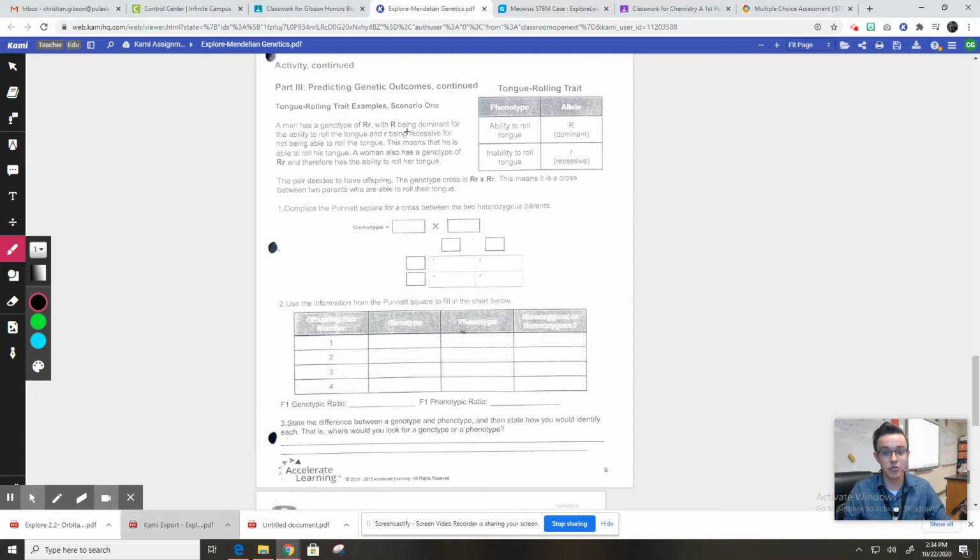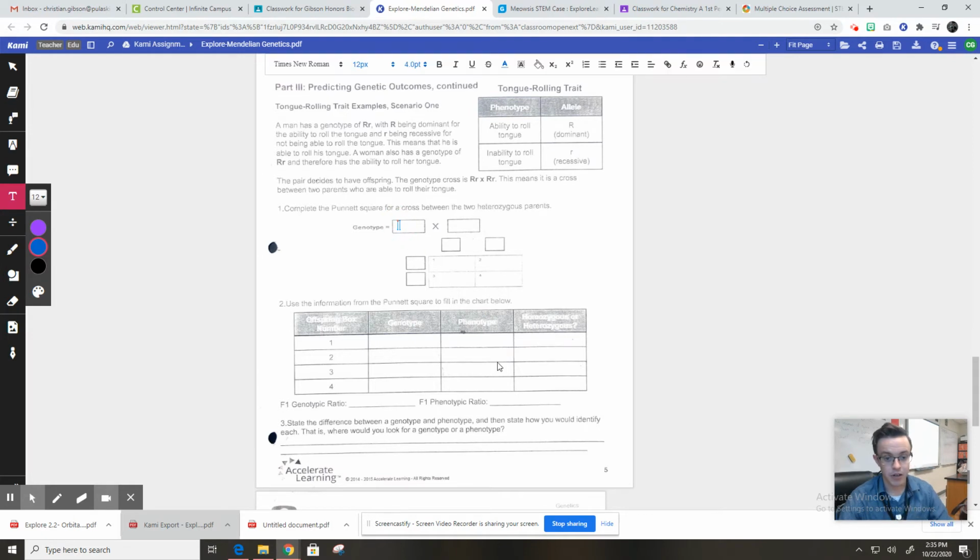So let's say these two people decide to have an offspring. The genotype of the cross is heterozygous and heterozygous, so the two parents, those are their genotypes. This means it is a cross between two parents who can roll their tongue. So let's complete a Punnett square. So the genotype, the cross, is already given to us. Where's our text box? So here we're going to type one parent's. Oh, that's incredibly small.